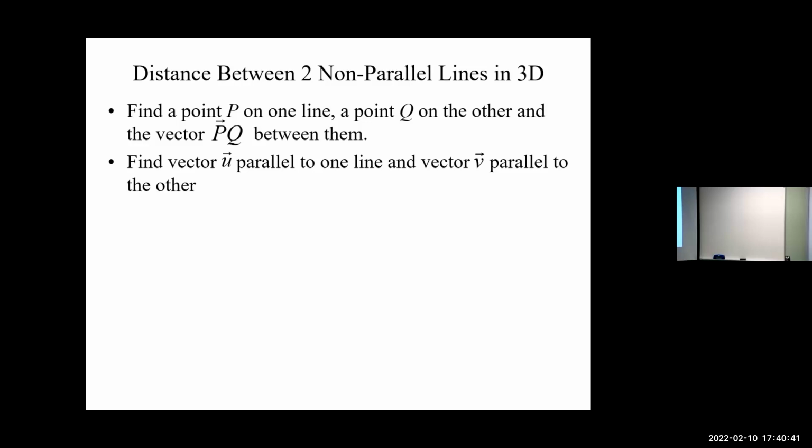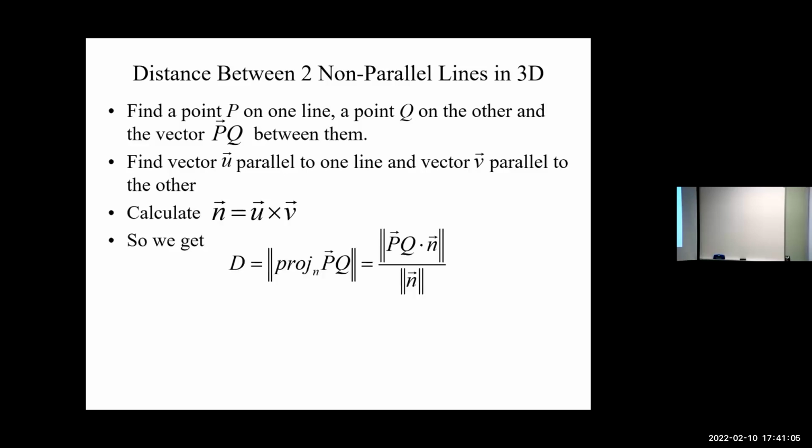Once we have those vectors U and V, well, we need a vector that's perpendicular to both of them. What do we use to find a vector that's perpendicular to given vectors? In the normal vector direction.